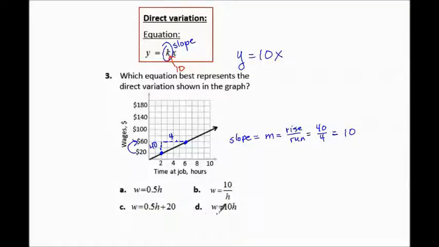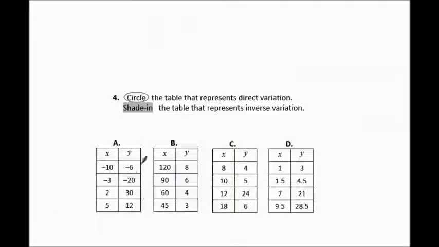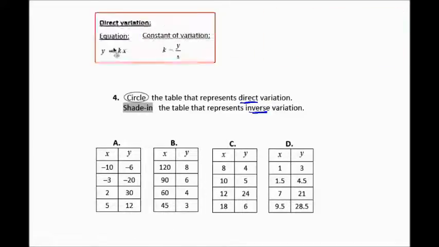And where do we find that? Right here. Except instead of using y and x, they're using w for the wages and h for the hours. Wages and hours. Let's look at our next example. They're going to ask us to circle the table that represents direct variation and shade in the table that represents inverse variation.